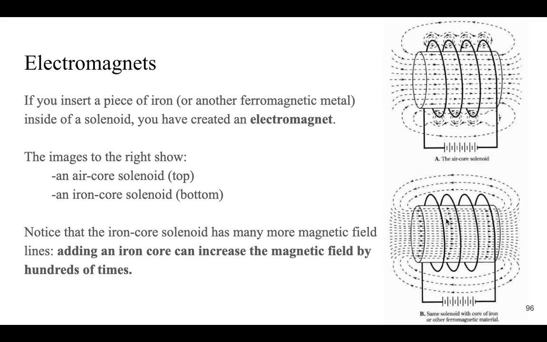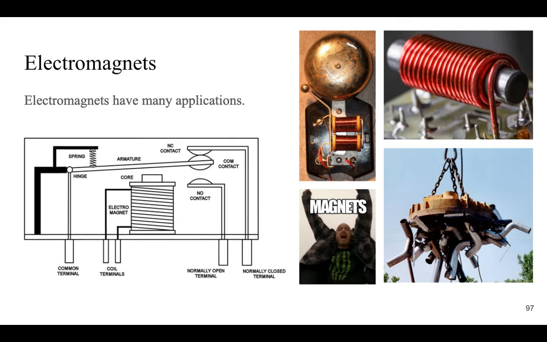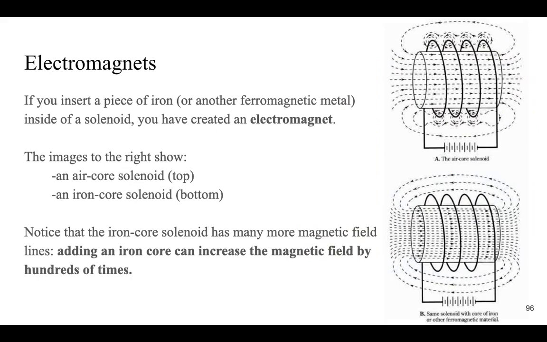If you look carefully, you'll notice, even though there's lots of lines here, there are a lot more lines down here. So when you put an iron core inside of the solenoid, you can really increase the strength of the magnetic field. In fact, you can do it by hundreds of times, compared to the magnetic field of just having an air core solenoid. Solenoid, solenoid, whichever way you want to say it. So when you do this, you have created what's called an electromagnet.